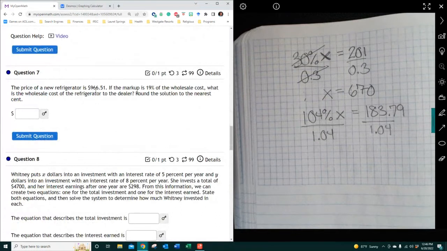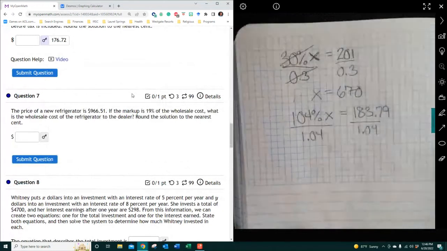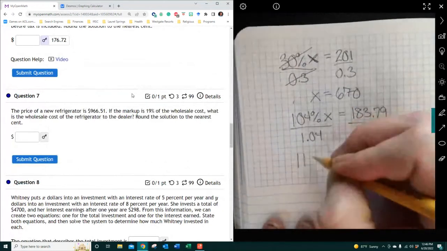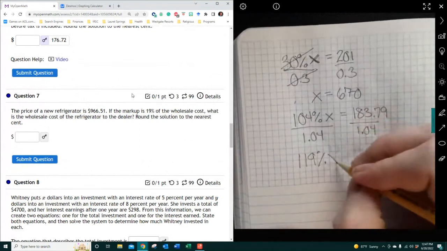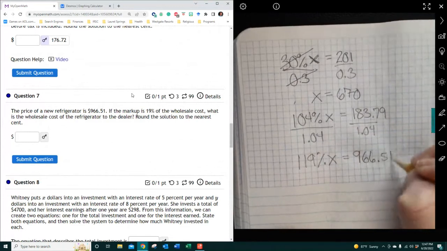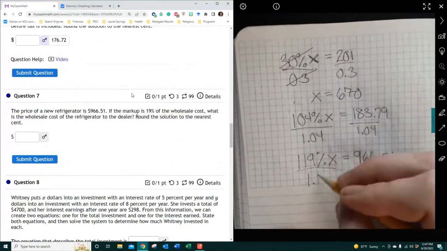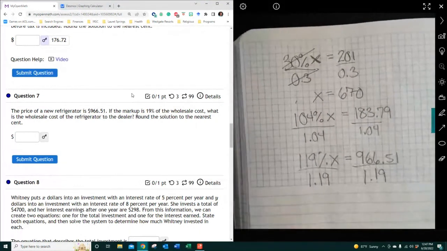Now, the price of a new refrigerator is $966.51. If the markup is 19% of the wholesale cost, what was the wholesale cost of the refrigerator to the dealer? So this is a markup. Just like sales tax, this is a surplus. It's adding. So all you have to do is say 119% of some value equals the $966.51. So all I have to do is divide both sides by 1.19. And that is going to give us our answer.